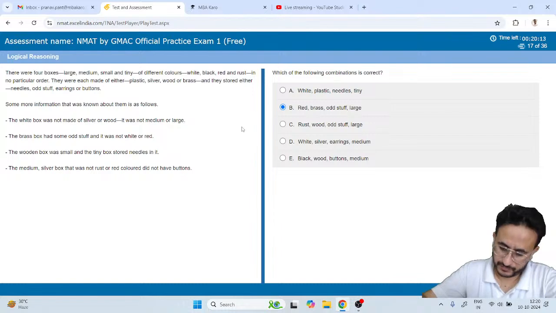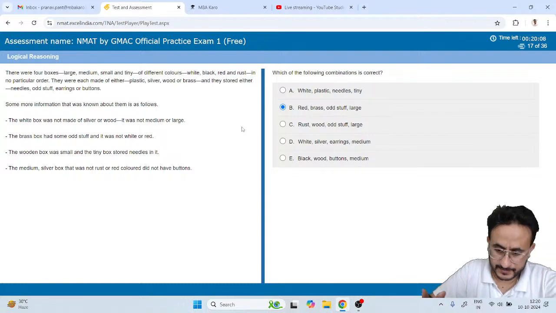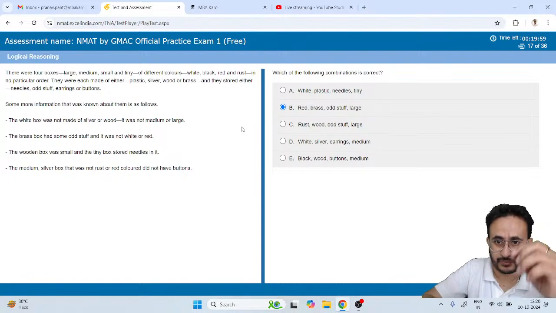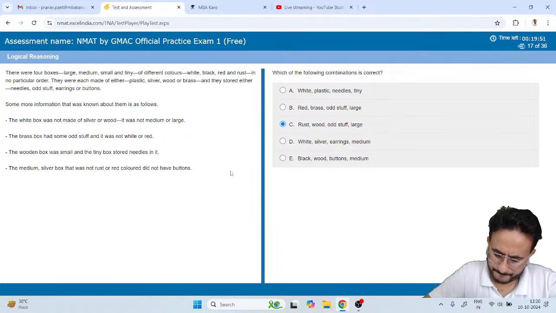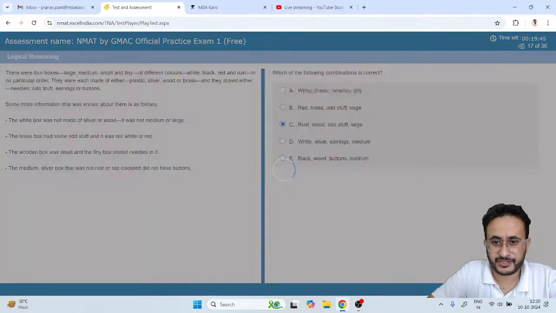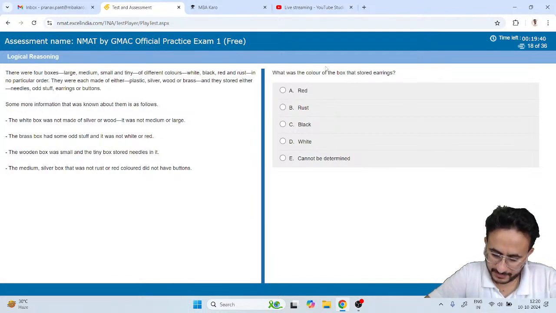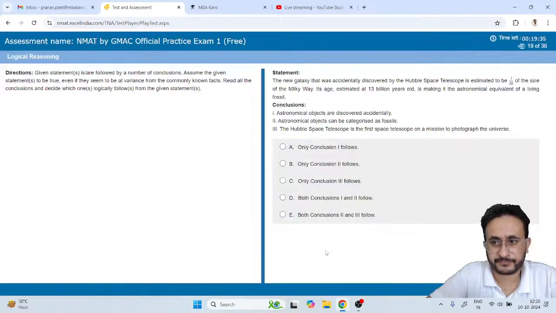White box was not silver or wood. The brass box had odd stuff, not white or red. Brass is not red, so it should be wood. Wood, odd stuff, should be wood then. Okay, so now I've done it, so I cannot change the previous answers. So let's just move on. Box that stored earrings as per my arrangement is black. So I'll mark black and then move on.